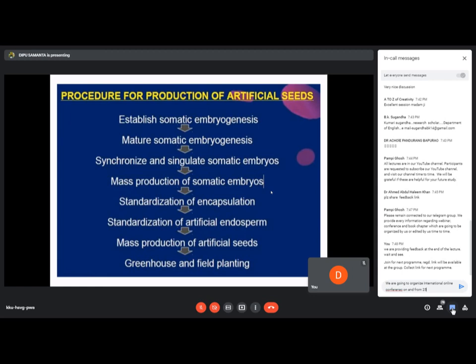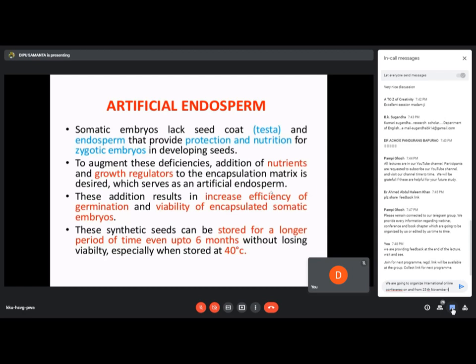So one thing I have mentioned, that artificial endosperm. Sometimes somatic embryos lack seed coat, testa and endosperm that provide protection and nutrition for zygotic embryos in developing seed. To augment these deficiencies, sometimes we have to add nutrients and growth regulators to the encapsulated matrix. Additions result in an increase in efficiency of germination and viability of encapsulated embryos.